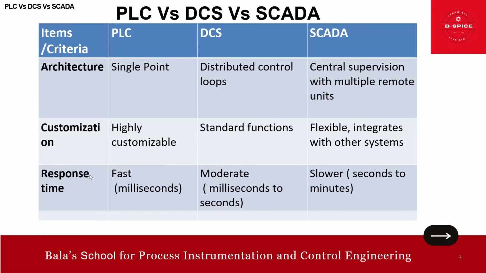When you talk about the response time, PLC, of course, is fast, in milliseconds. DCS is also fast, but moderate, from milliseconds to seconds. And SCADA is a bit slower, seconds to minutes, because this is also acceptable. SCADA is predominantly used in our water applications, and of course in power also we use it. So wherever slowness is acceptable, we can use this. So this is about the response time.